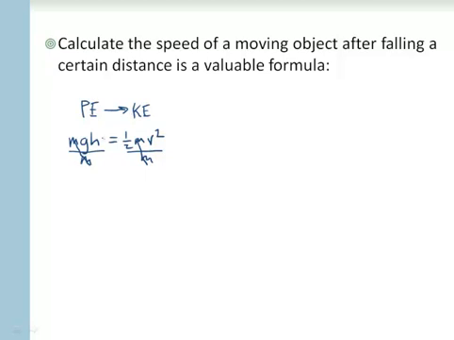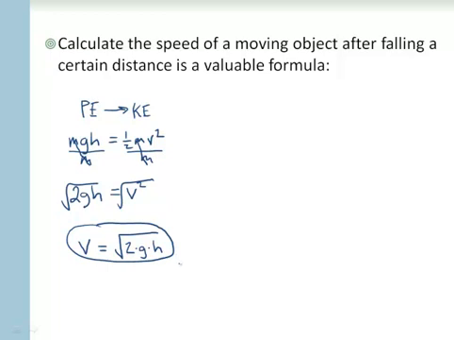So, if I multiply both sides by 2, that will get rid of the factor of 1/2. So 2 times gh, and 2 times 1/2 cancel it out, so I'm left with just v squared. And if I take the square root of both sides, we get a formula that the velocity of a falling object is equal to the square root of 2 times g times h.